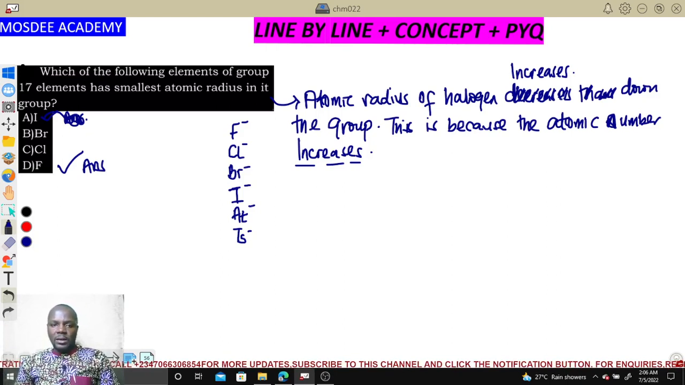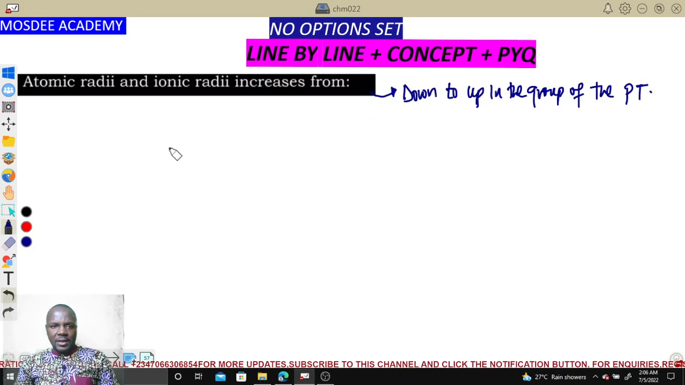So let's correct that. Atomic radius increases down the group. You can see, I was right. It increases from up to down, not down to up.